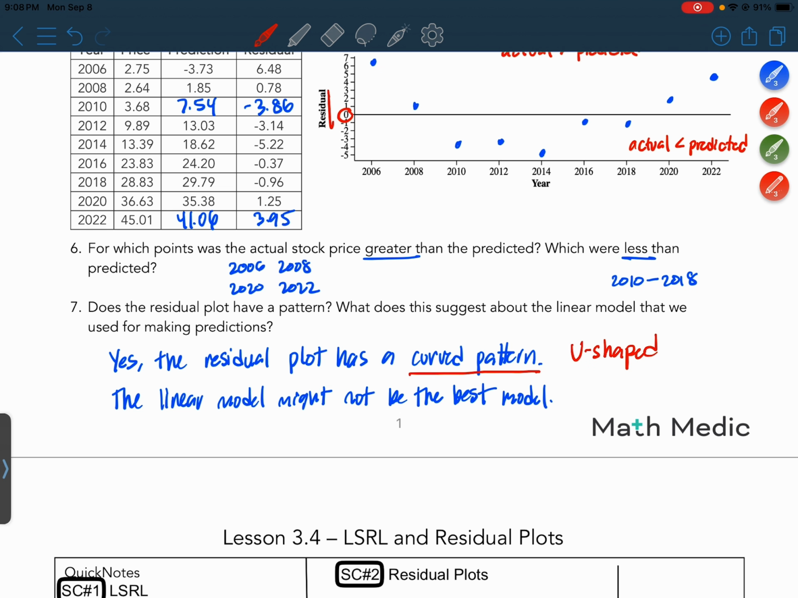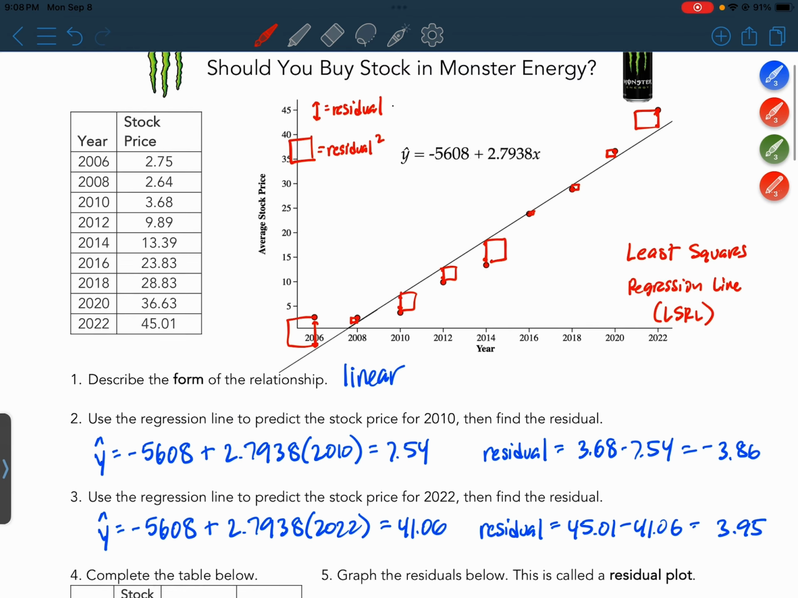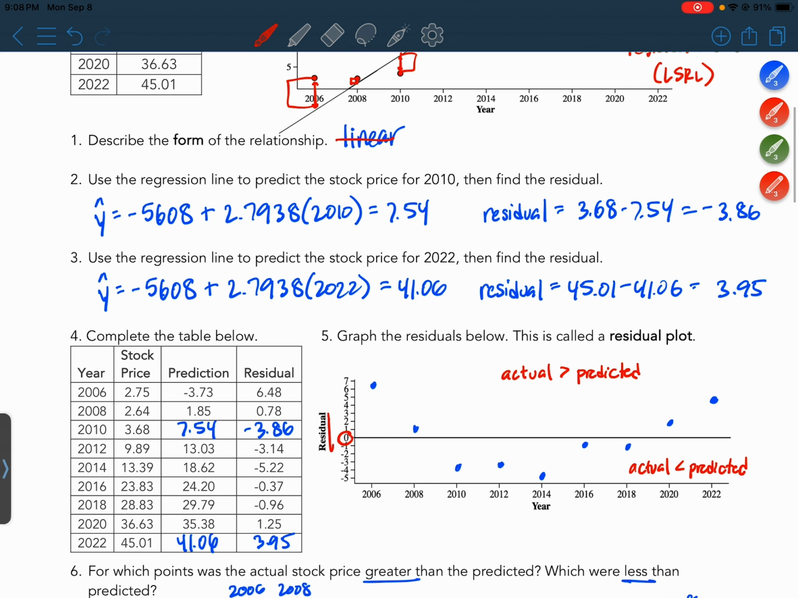Now that's not good. It means that a pattern still exists in our data. The model that we fit here didn't capture all the pattern. It captured some of the pattern, but it didn't capture this curve pattern. It's left over. So what that really means is a linear model probably is not the best fit. We should probably go with a nonlinear model instead.